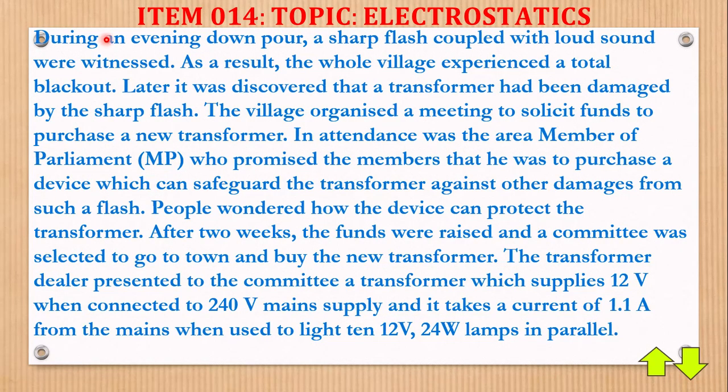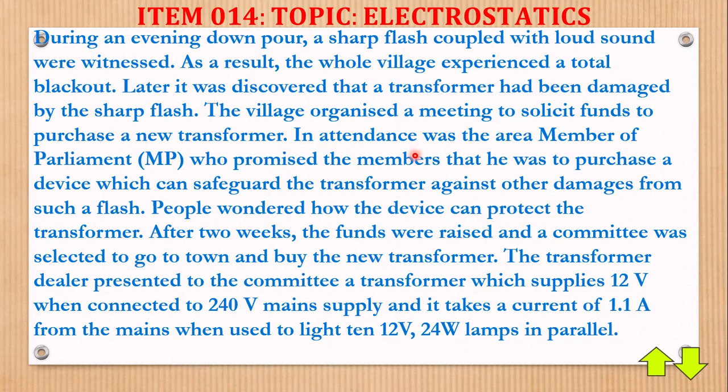So they're saying, during an evening downpour, so please, downpour means rainfall, a sharp flash coupled with a loud sound were witnessed. As a result, the whole village experienced a total blackout. Oh, that's really bad. Later it was discovered that a transformer had been damaged by the sharp flash. The village organized a meeting to solicit funds to purchase a new transformer. Oh, it's a bit expensive. Hope you got enough money for it.